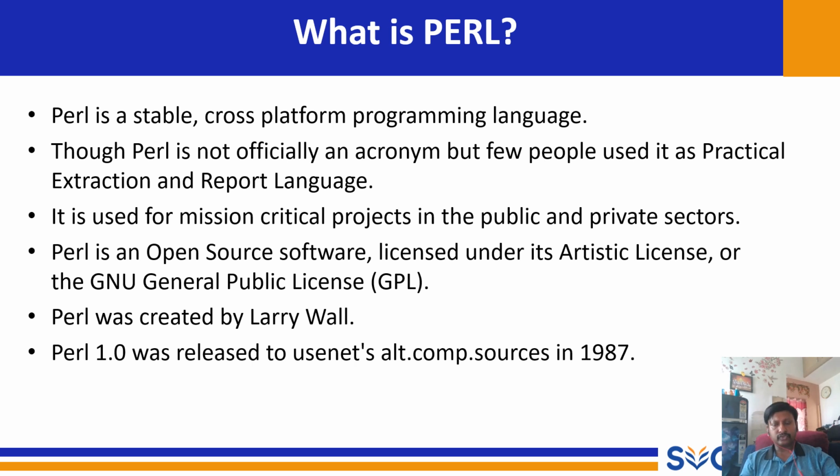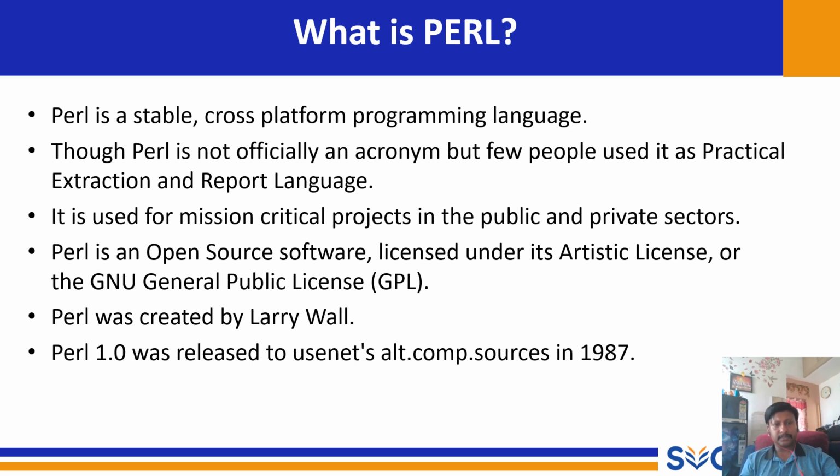Now let me take you to the features of Perl. What is Perl? The expansion of Perl is practical extraction and report language. If you look at Perl, this is a stable cross-platform programming language. It is generally used for mission critical projects in the public and private sectors. And this is free and open source software, and you can find the license under the GNU General Public License.